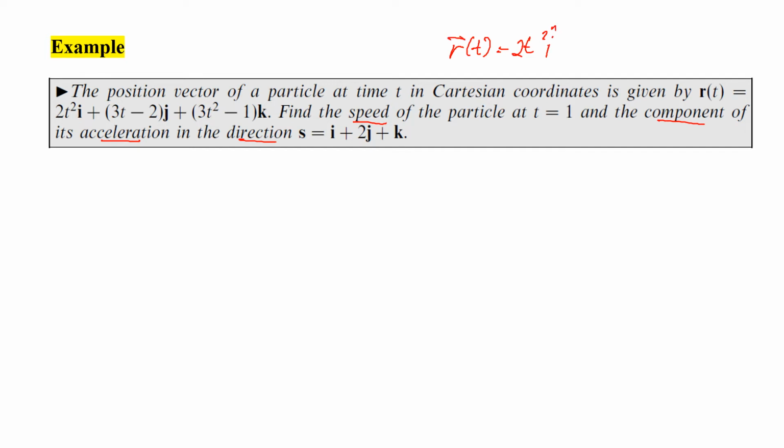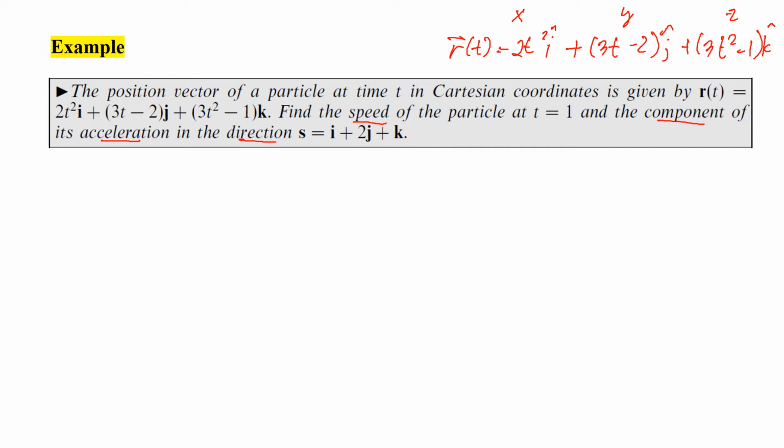So let me write it that way. Plus 3t minus 2j hat plus 3t squared minus 1k hat. Remember here that this is your x component, your y component, and then your z component. And first, we're asked to find the speed of the particle at time equals 1.